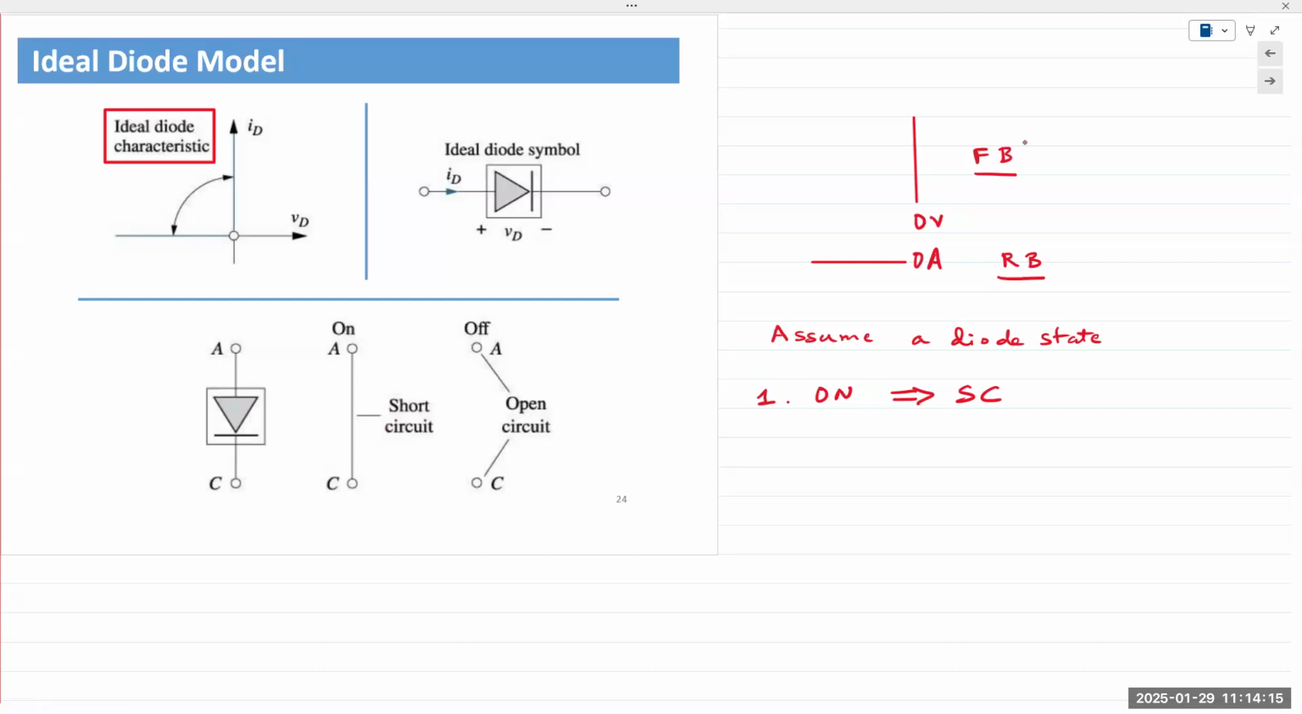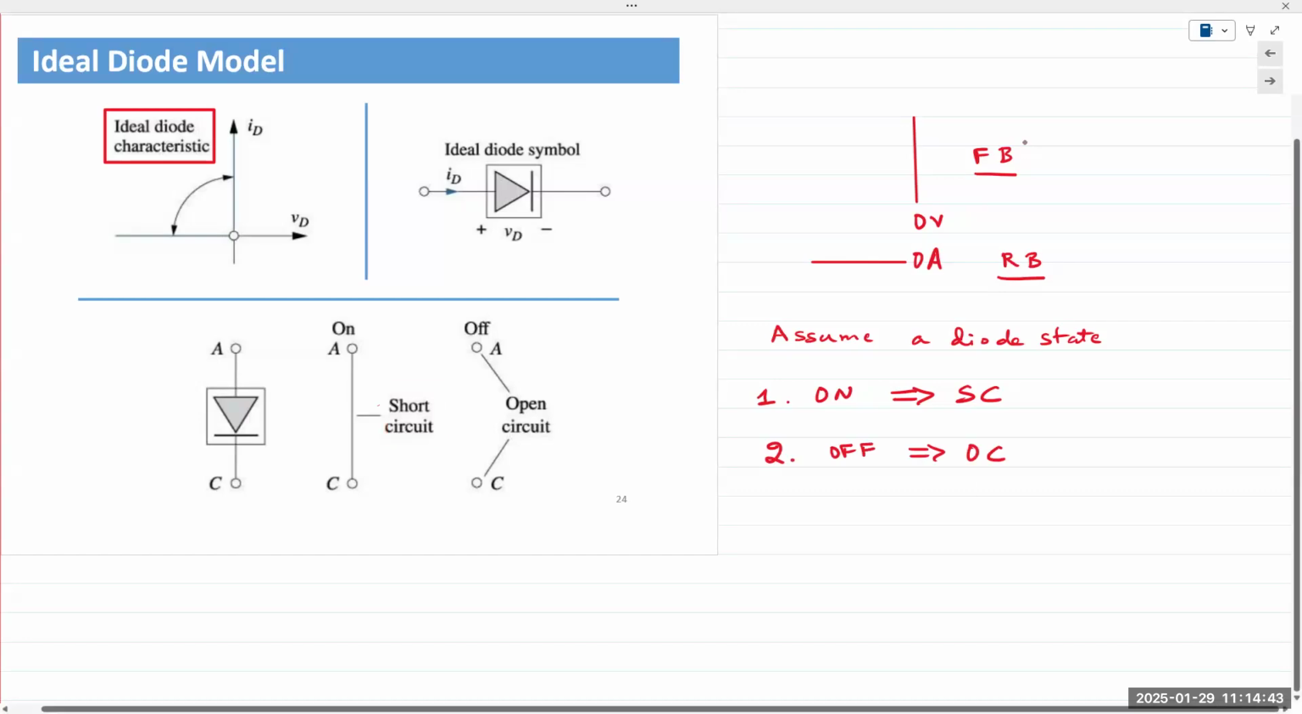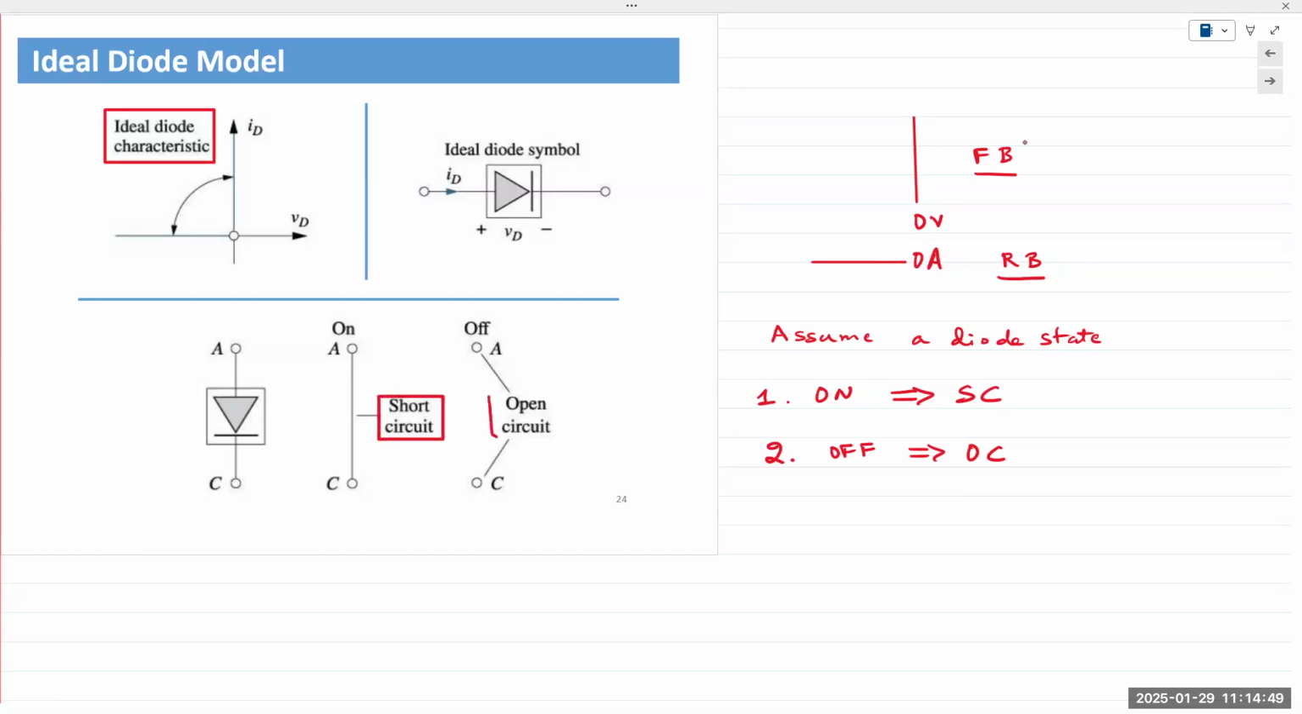So before we begin our analysis, we would make an assumption. We'd assume a diode state based on circuit conditions. You would either assume it's on or off. If it's on, we replace it with a short circuit, and if it's off, we replace it with an open circuit. Essentially removing the diode and replacing it with a wire, or not replacing anything. All right, and then open circuit between those two points.